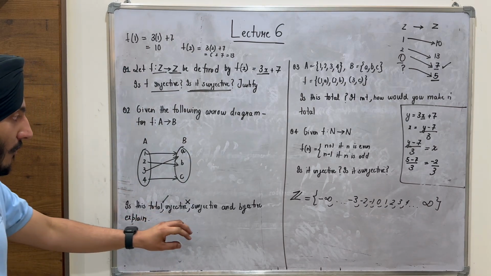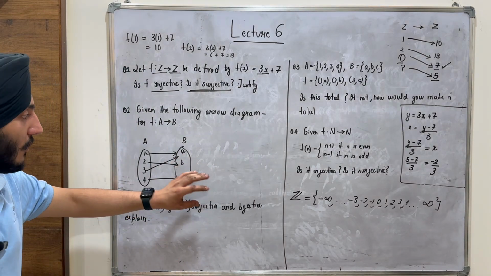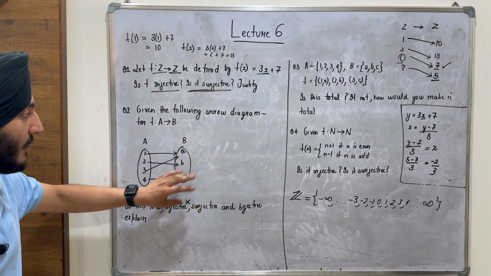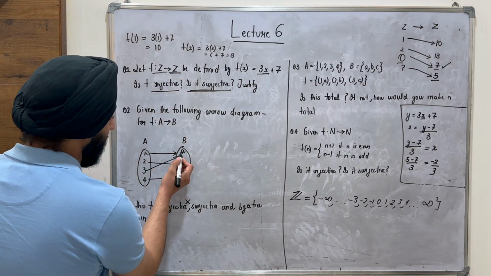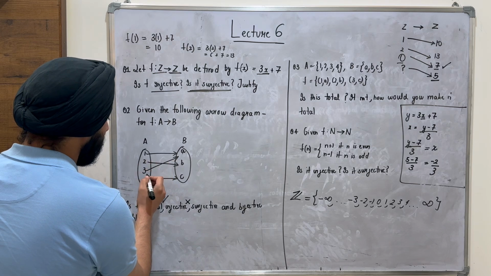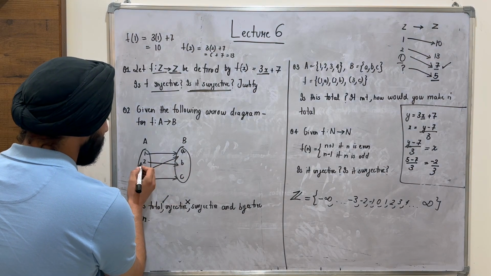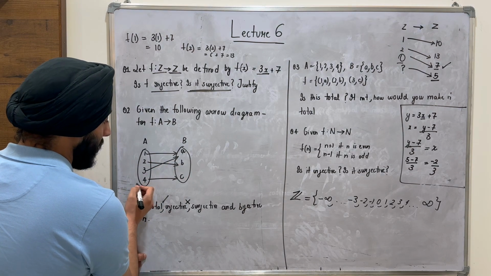Is it surjective? Do all the elements in the codomain have a pre-image? And the answer is yes. A has two pre-images, 1 and 3. B has a pre-image 2. C has a pre-image 4.